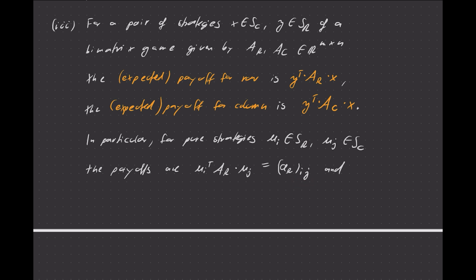And for the column player, of course, we get u_i transposed A_C times u_j, and that is a_C,ij. So we get the ijth entry of the matrix A_C. Okay, that completes that definition. It was a rather long definition, but you see the application of that is not very difficult.